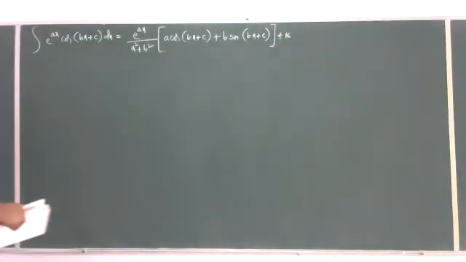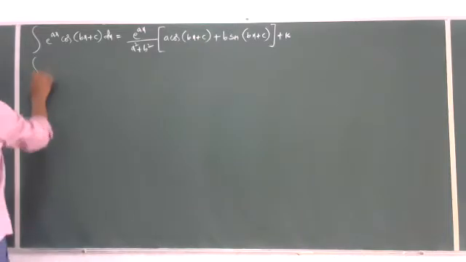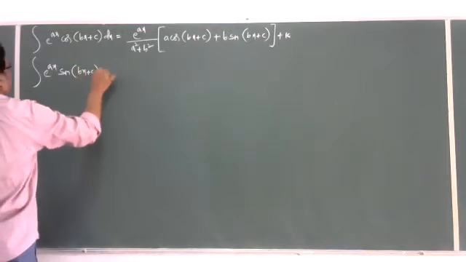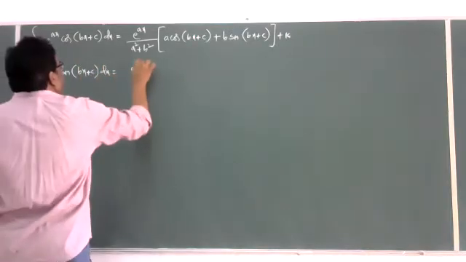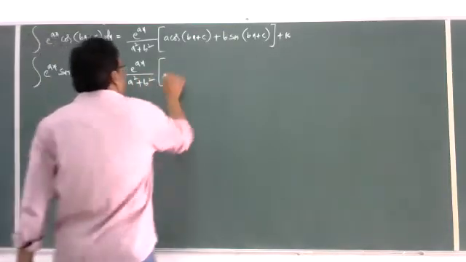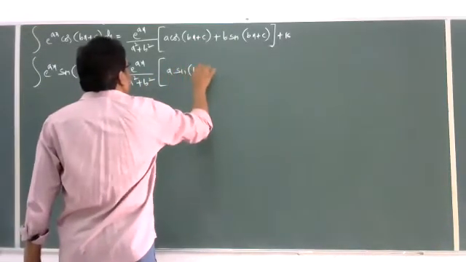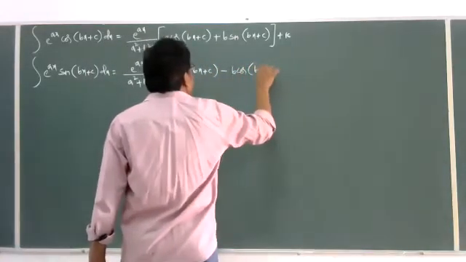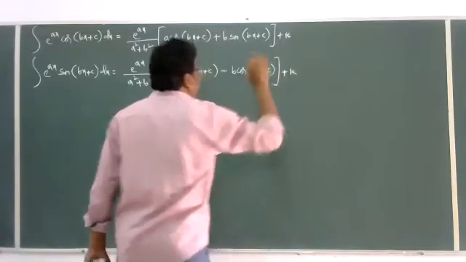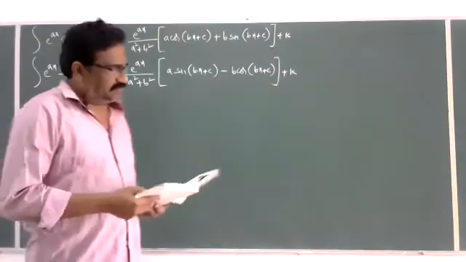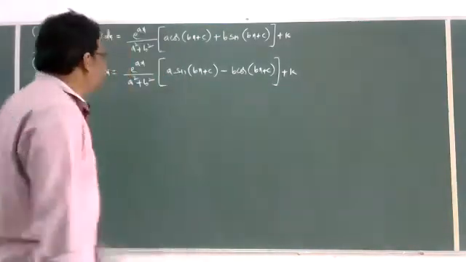This is one formula. And another formula: integral e power ax into sin of bx plus c dx is equal to e power ax by a square plus b square into a sin of bx plus c minus b cos of bx plus c plus k. So these two theorems were completed in the previous class. Yes, next, 21st problem.